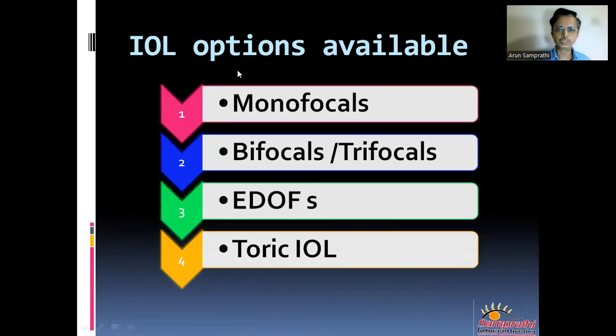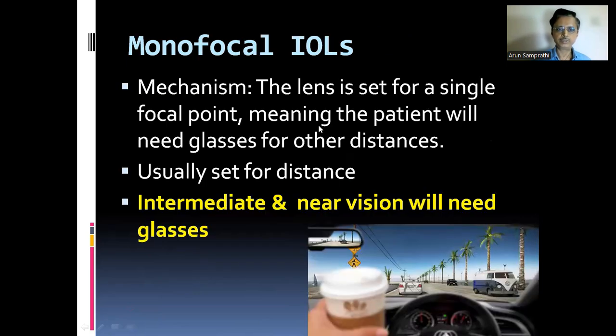The most commonly used is something we call a monofocal lens. Then we have something called a multifocal lens. And presently, there's a newer generation of lenses called the EDOF lenses and the toric lenses, which correct the astigmatism. So we'll go through each of the lenses, and what the advantages and disadvantages of each of them are. We'll just highlight them.